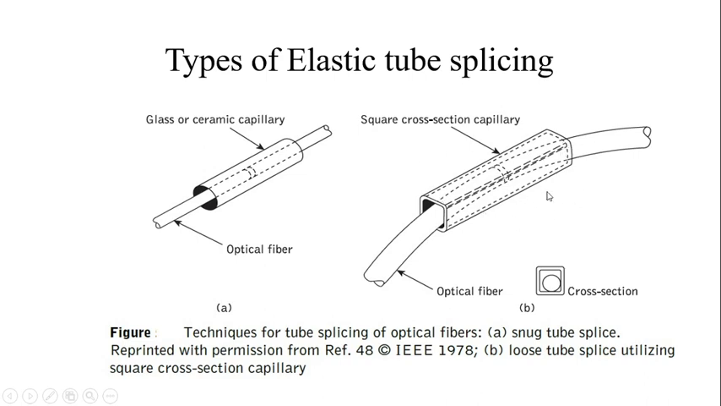So this is your explanation regarding loose tube. The only difference is that the size of the capillary is more compared to the snug tube, glass or ceramic. Before inserting, we are providing transparent adhesive. Here, after inserting, we are providing the transparent adhesive to have index matching of the splice. So after inserting, we have the splicing in the loose tube splicing technique. That you need to remember.